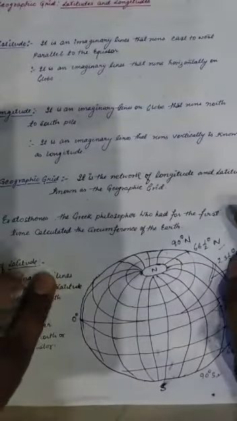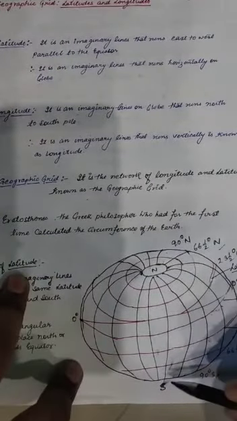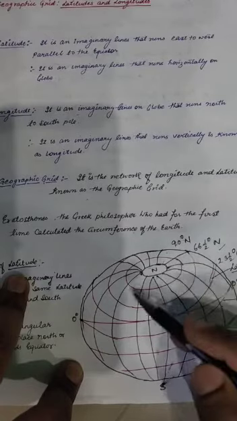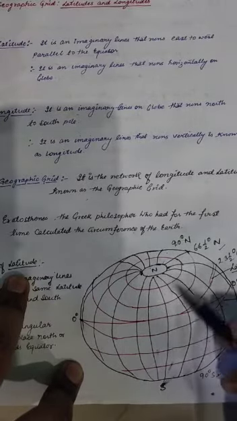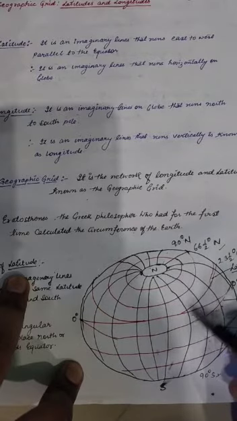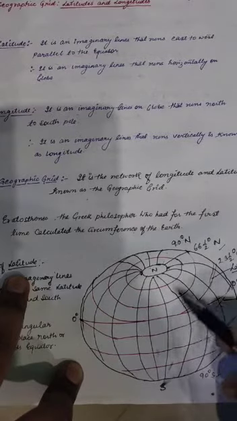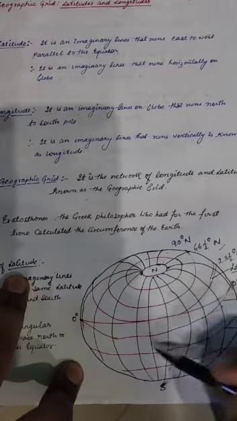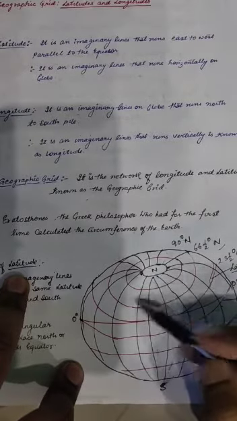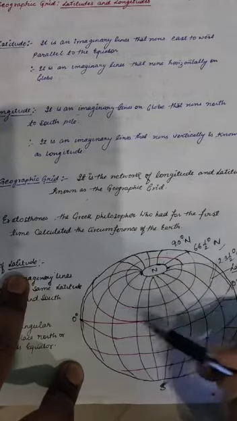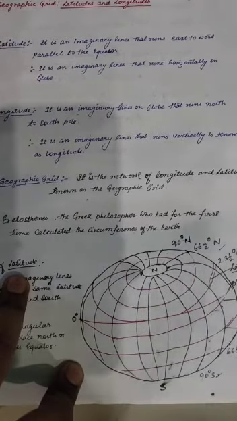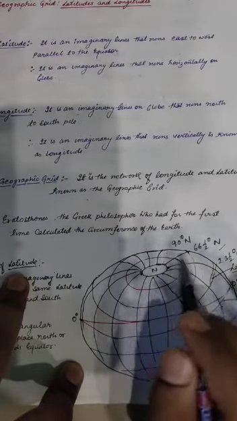We know that on our earth surface there are some lines that run horizontally as well as vertically on the globe. These are imaginary lines drawn on the globe. What is the purpose of these imaginary lines? The main purpose is to locate a place on it.